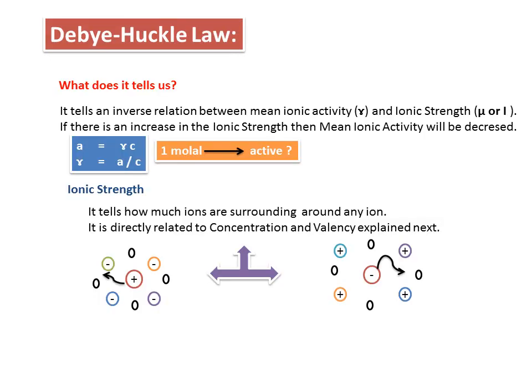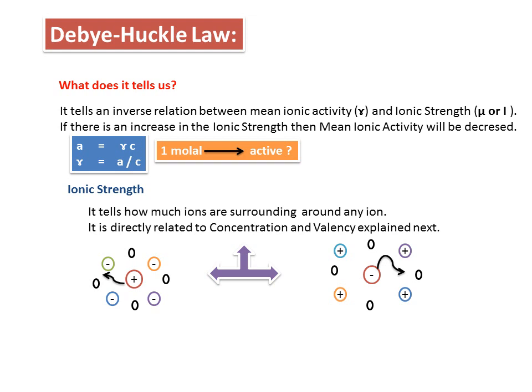Here are some important terms. This is an important topic. Debye-Huckel law, also called Debye-Huckel theory or Debye-Huckel limiting law. What does it tell us? It tells about the relation between mean activity coefficient gamma and ionic strength, denoted by mu or I.